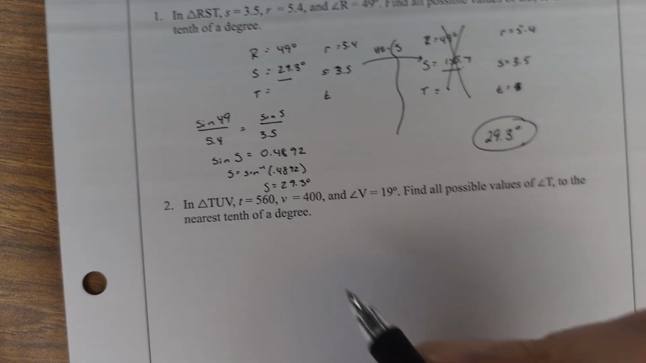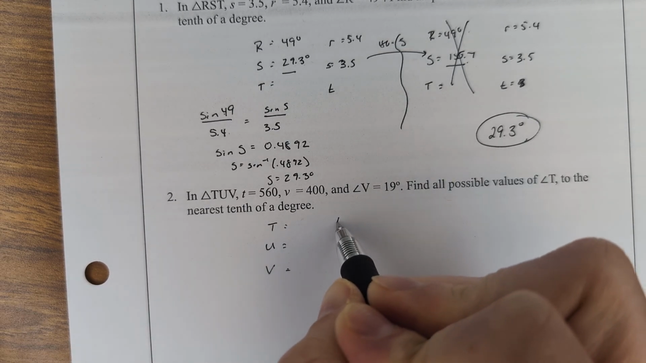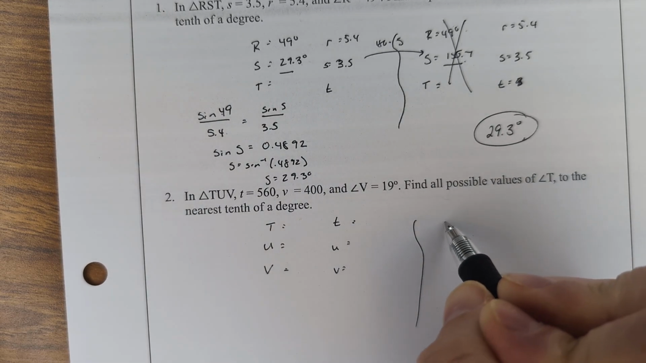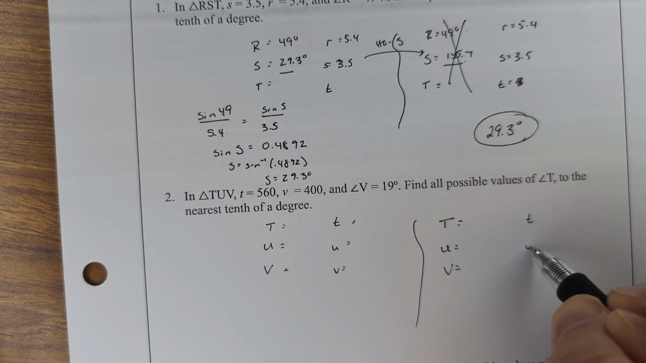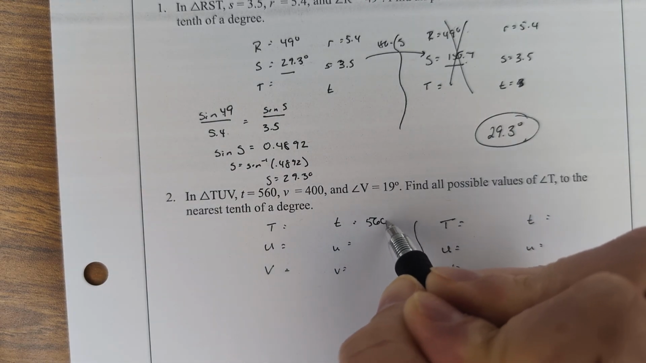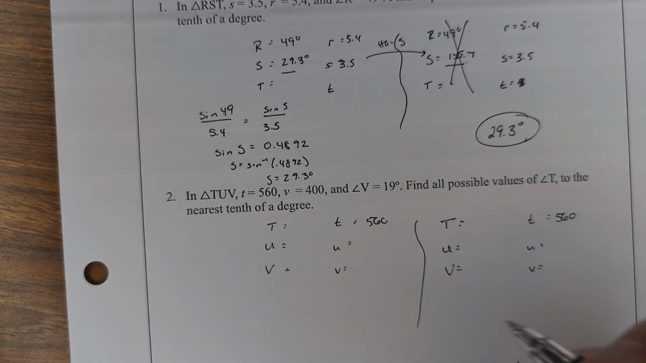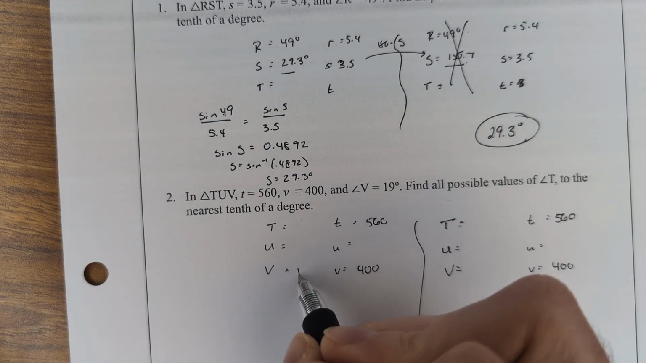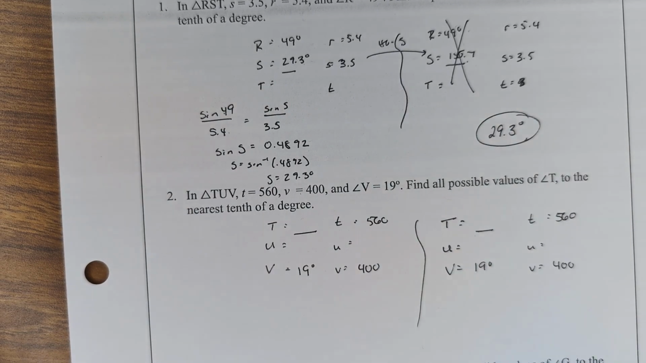Let's look at number 2 here. We've got T, U, and V for our angles, little t, little u, little v for our sides. And then we'll assume we have a second triangle, T, U, V, with sides little t, little u, little v. Little t is 560. And if you notice in the directions, whatever values are given up here have to be true in both triangles. Little v is 400 and big V is 19 degrees. Find all possible values of T.